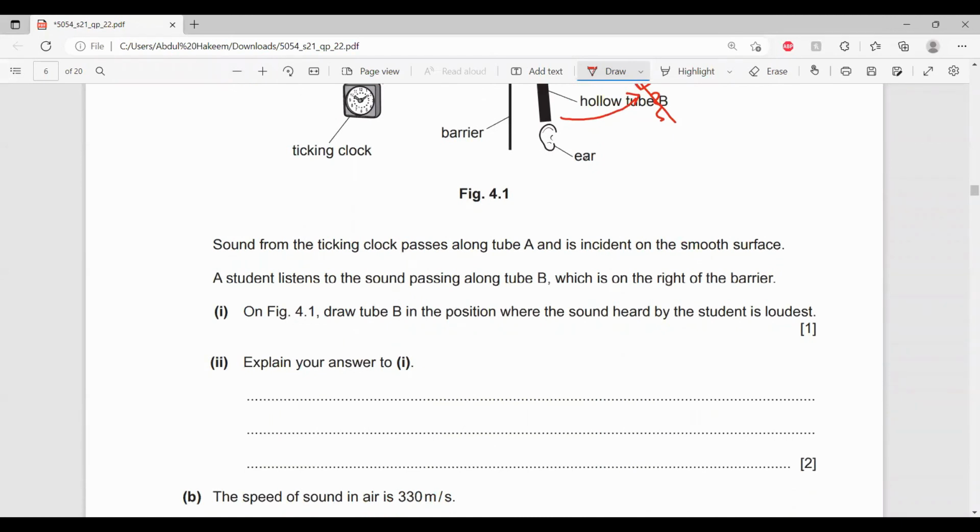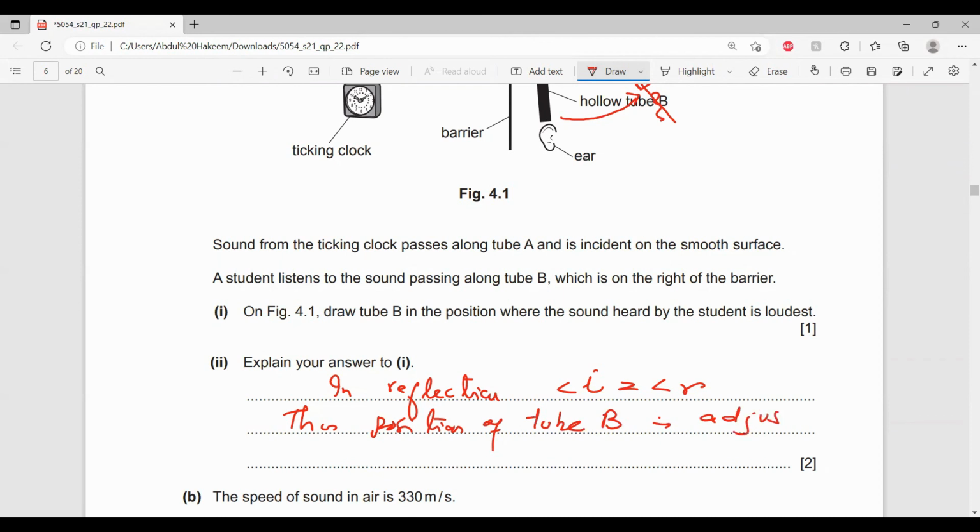So in reflection, the angle of incidence is equal to the angle of reflection, plus the position of tube B is adjusted at an angle equal to the angle of reflection.